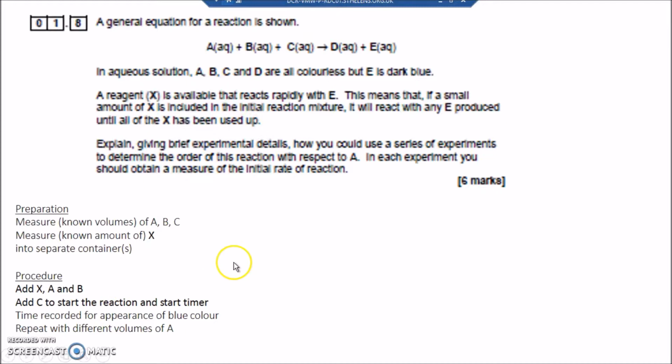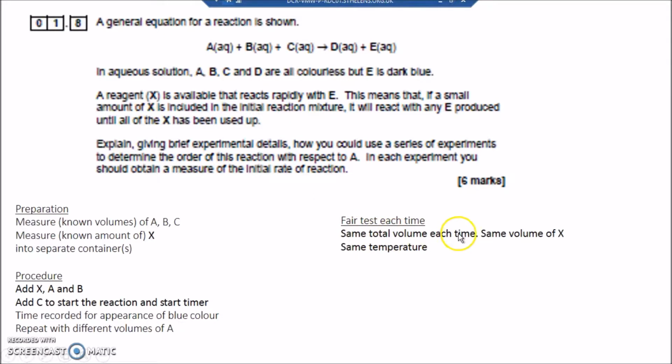and then you time how long it takes for X to be used up, or rather for the E to start appearing and the blue colour appears. Then you repeat it with different volumes of A, and from that experiment we can work out the initial rate of the reaction. So what's going to be fair each time?